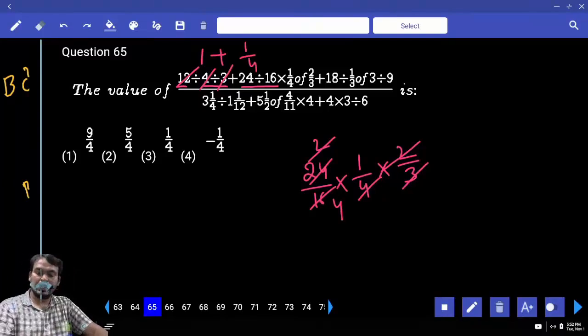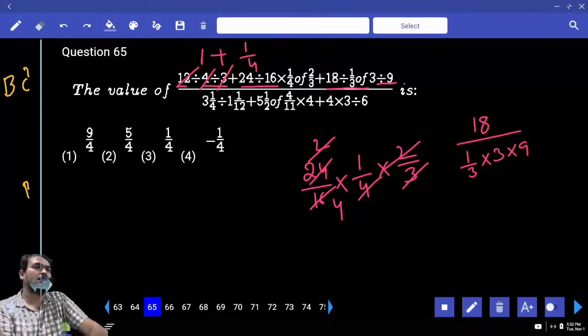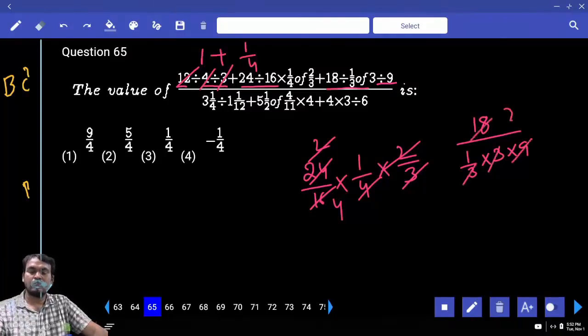What is the next one? 18 divided by 1 by 3 of 3 divided by how much? 9. This one we write as 18 by 1 by 3 into 3 again into 9 or not? Division again division or not? Continuation division means first term is numerator, remaining two are denominator, product or not? 3 3 get cancelled. 9 how many times? 2 times. Plus 2 or minus 2? Plus 2. It is the numerator or not?